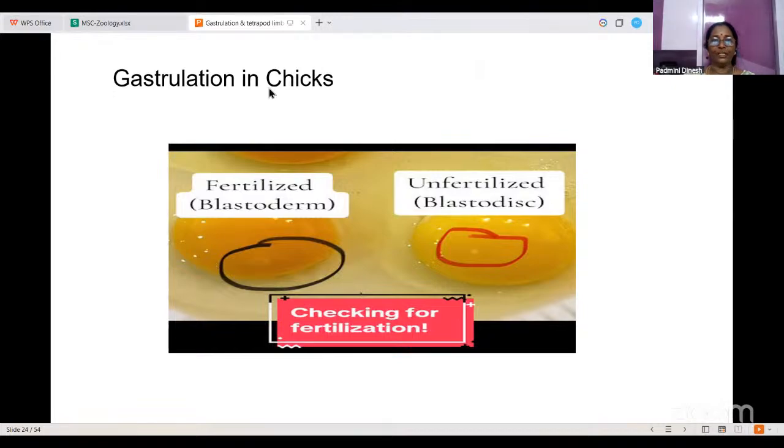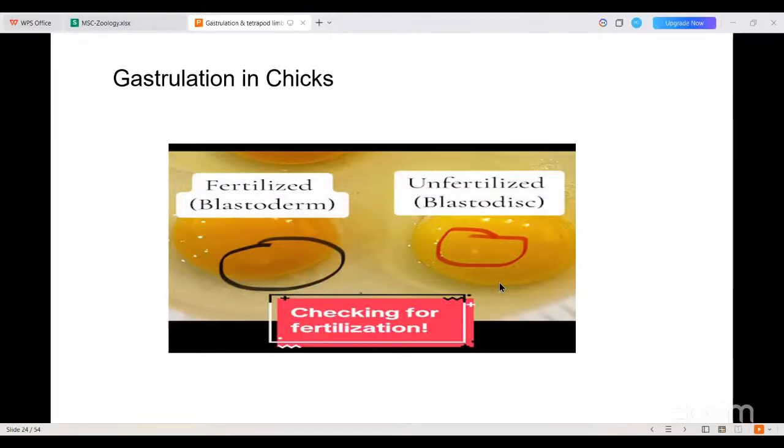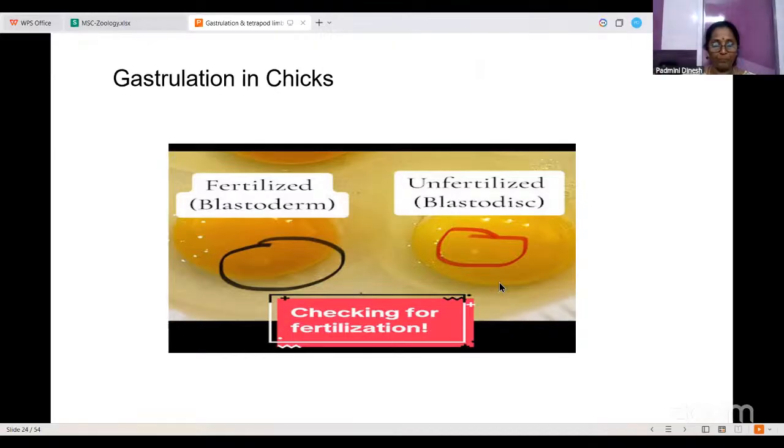Now coming to gastrulation in chicks. I'm going to pause for a while and ask all of you, what is the difference between these two? Both are from the chicken, and we are going to talk about gastrulation in the chick.